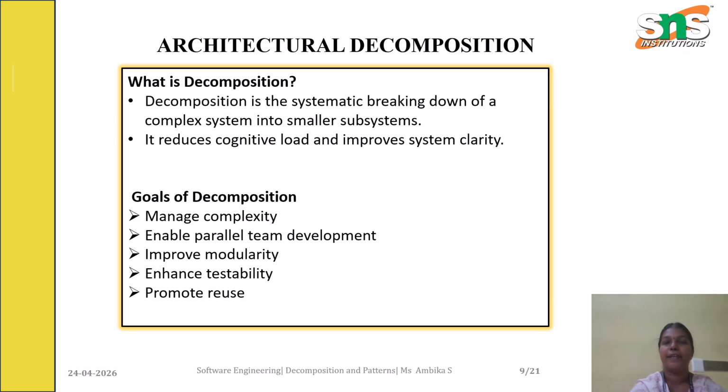Next is architecture decomposition. Decomposition is nothing but breaking down a complex system into smaller subsystems. Mainly it reduces the cognitive load and also improves the system clarity. The main goals of decomposition are that it manages the complexity, enables parallel team development, improves the modularity, and also promotes reuse.